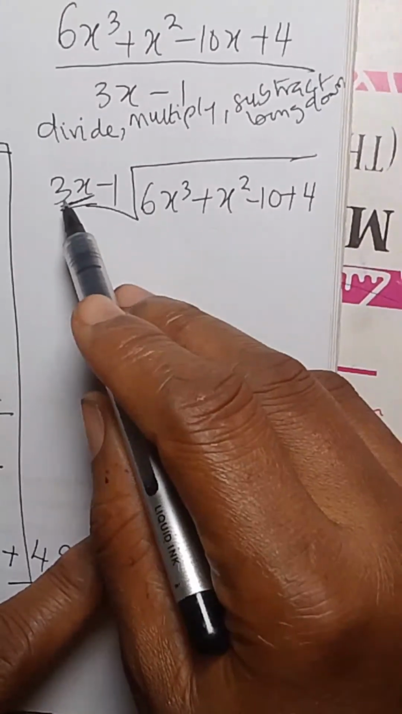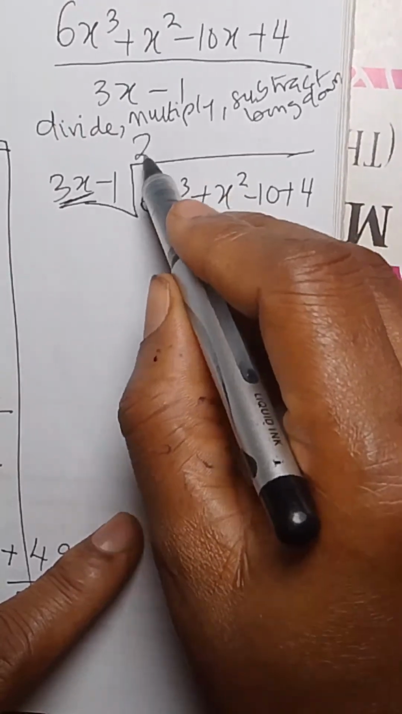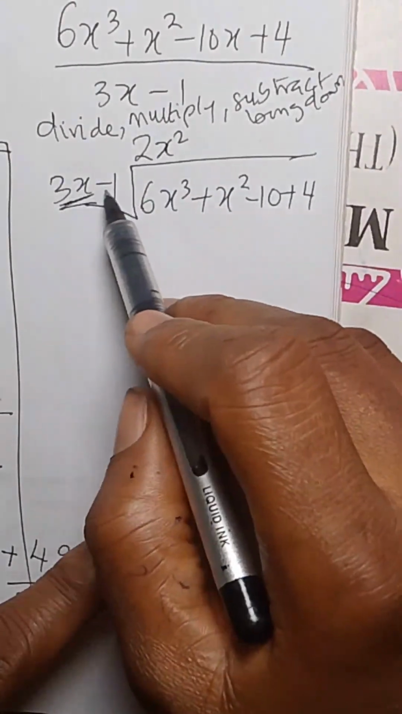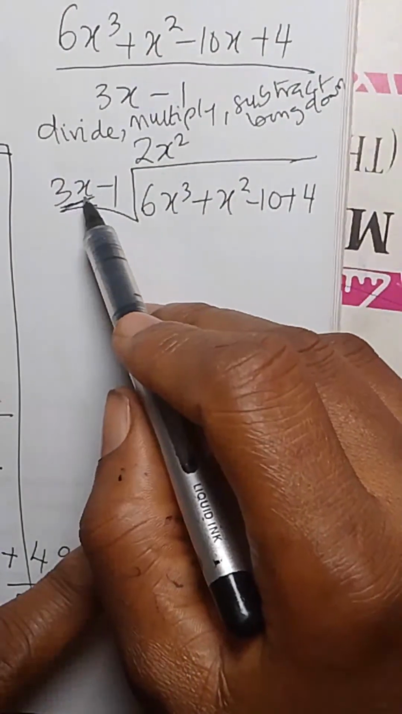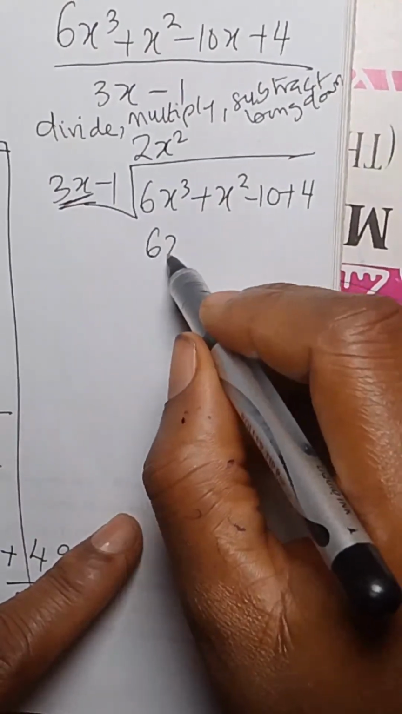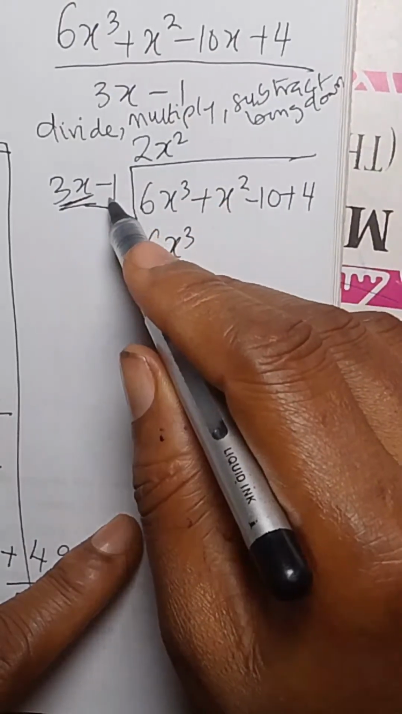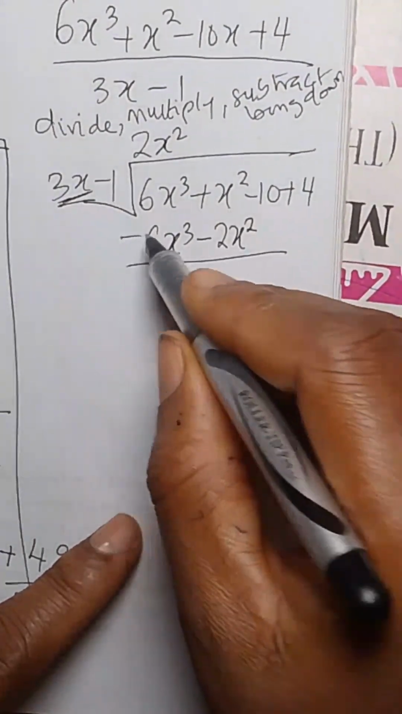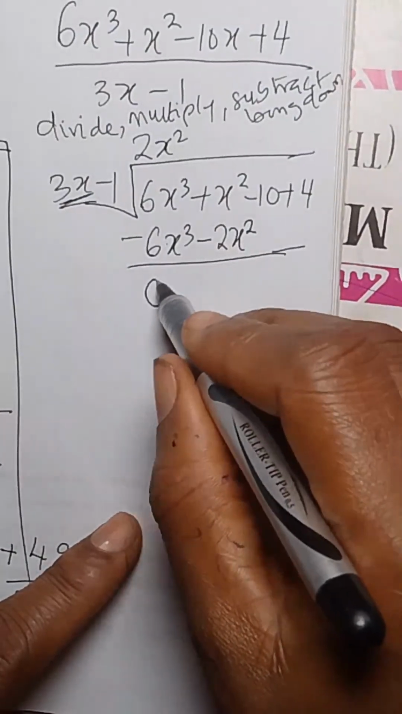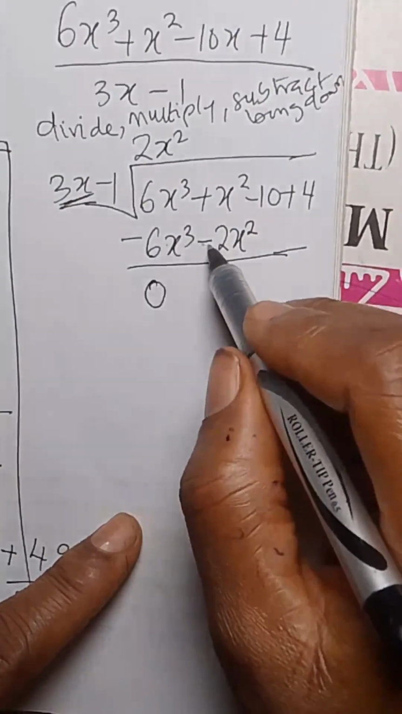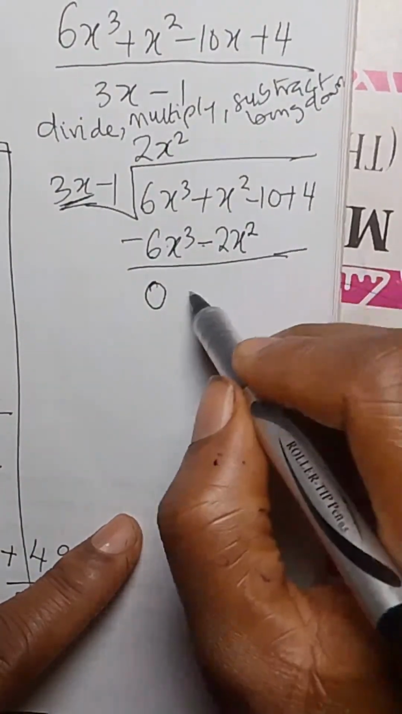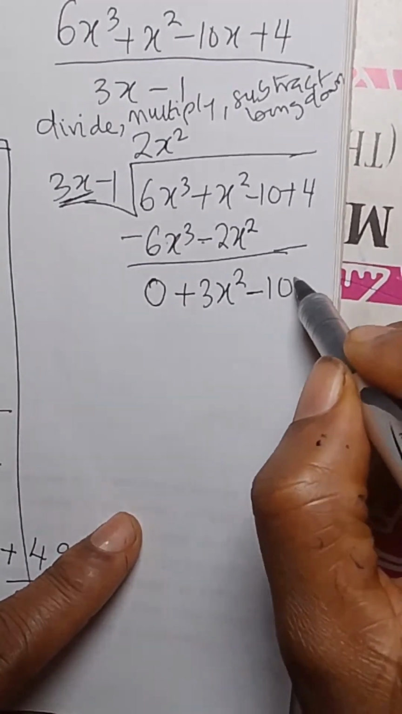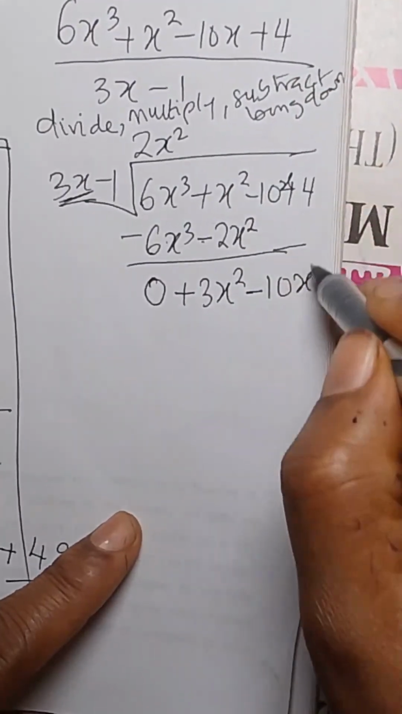So 6x cubed divided by 3x: 6 divided by 3 will give us 2, x cubed divided by x will give us x squared. All right. So we are going to use it to multiply. 2x squared multiplied by 3x will give us 6x cubed. 2x squared multiplied by minus 1 will give us minus 2x squared. So we are going to subtract. This subtracted by this will give us 0. So x squared plus 2x squared will give us plus 3x squared. We are going to bring down our 10x, sorry, this is minus 10x, please. And this is plus 4.